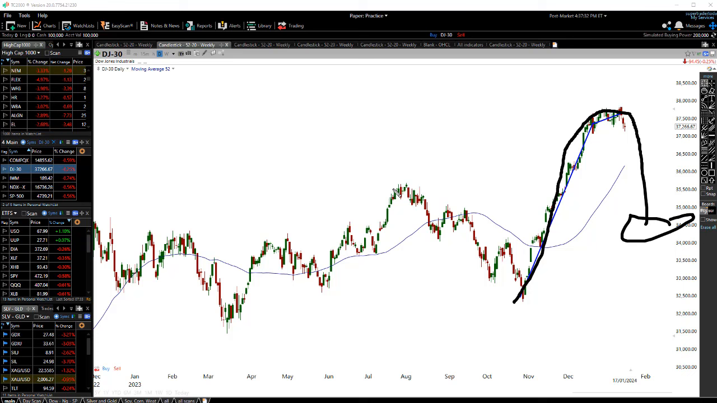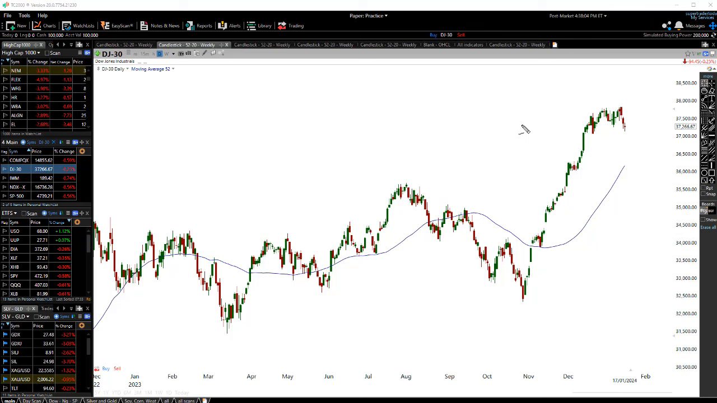Now, I don't expect it to get to that level there. We may get down to here somewhere, right? But I do expect to see some form of a correction, a bit of a pullback out of the Dow Jones, because we haven't actually had that yet. But with that being said, the good old Dow Jones, guess what? I believe that this is the start of a very big bull market.